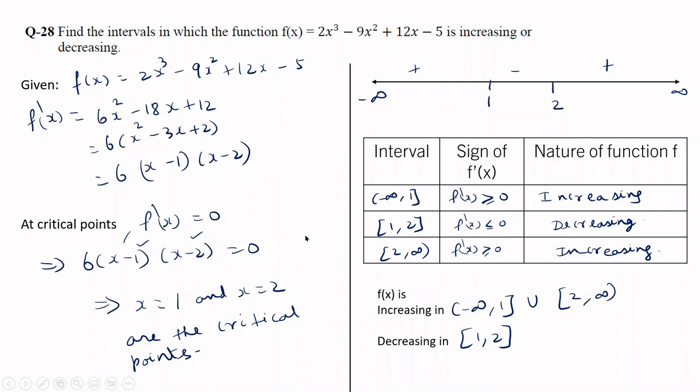Here finding f dash of x and factorizing up to this carries 1 mark. Finding the critical points x is equal to 1 and x is equal to 2 carries half mark. Then finding the intervals carries half mark. And then the intervals in which it is increasing and decreasing carries 1 mark. A total of 3 marks for this question.